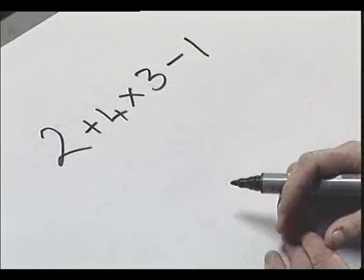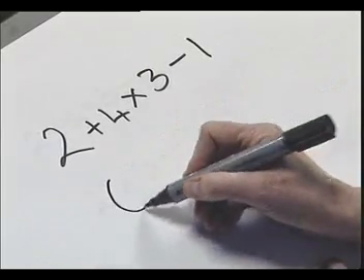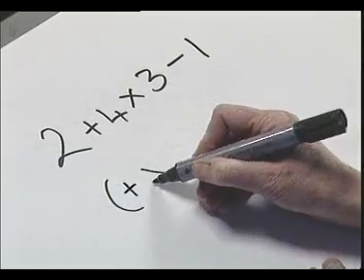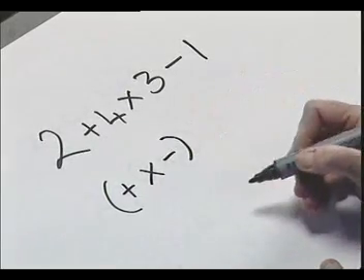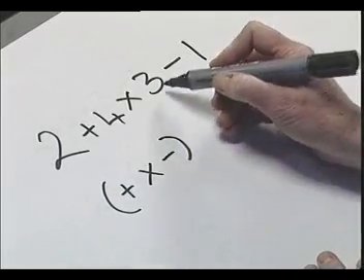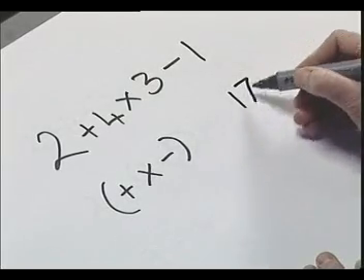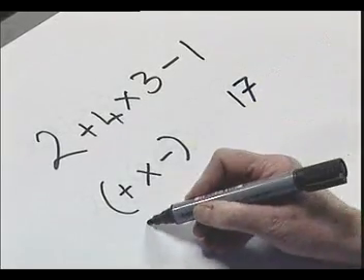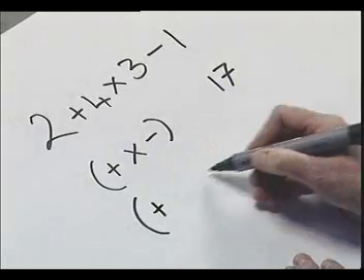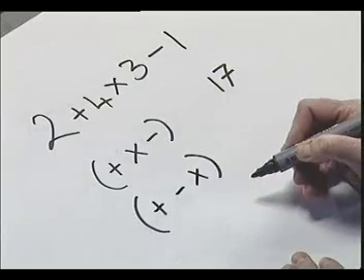Well, we can work it out first by moving from left to right. And if we do that, then we will add, then multiply, and then subtract. If we do that, we get 2 plus 4, which is 6, times by 3 is 18, minus 1 gives us the answer 17. But if we change the order of the calculation, and we use add first, then subtract, and then multiply, what answer do we get?